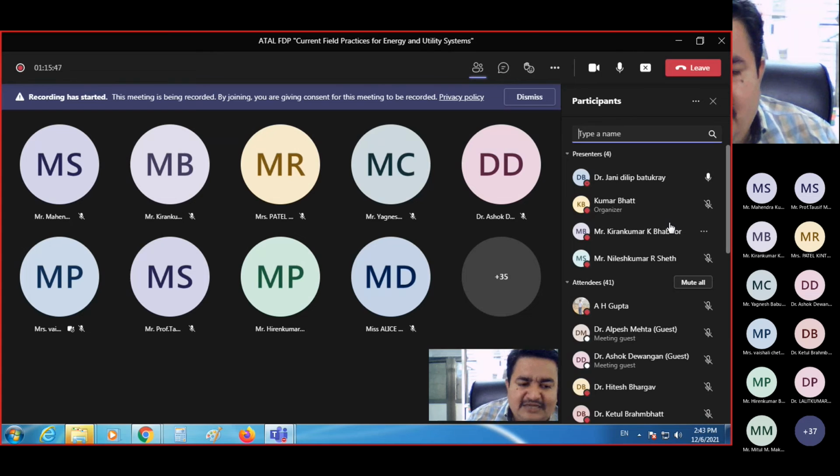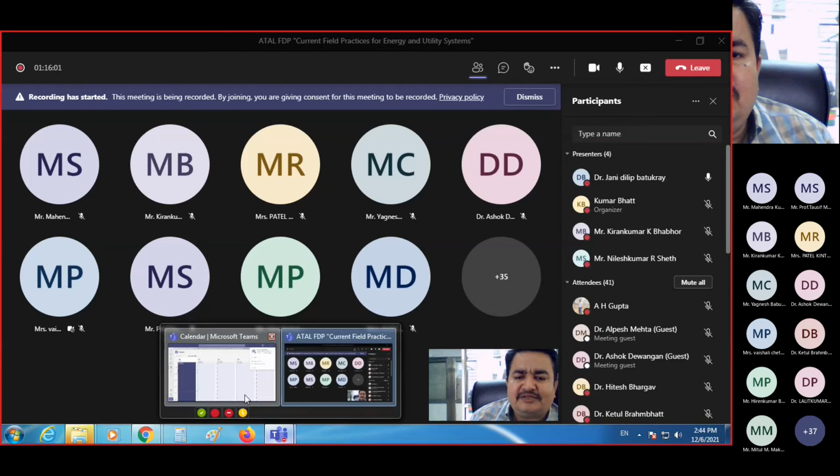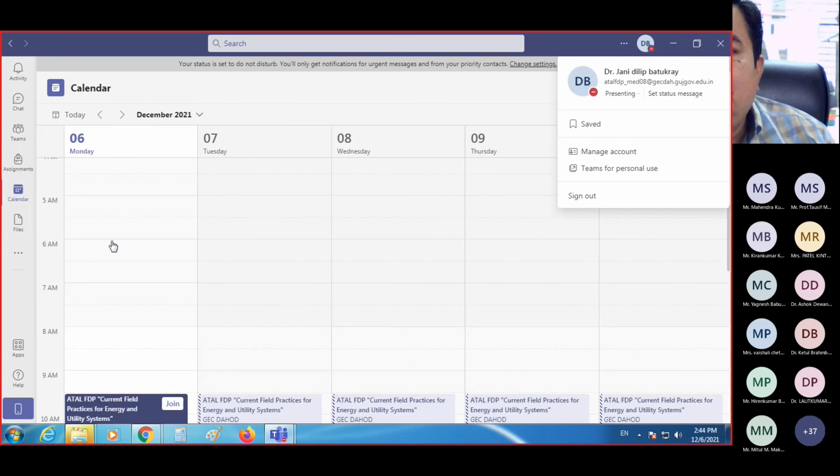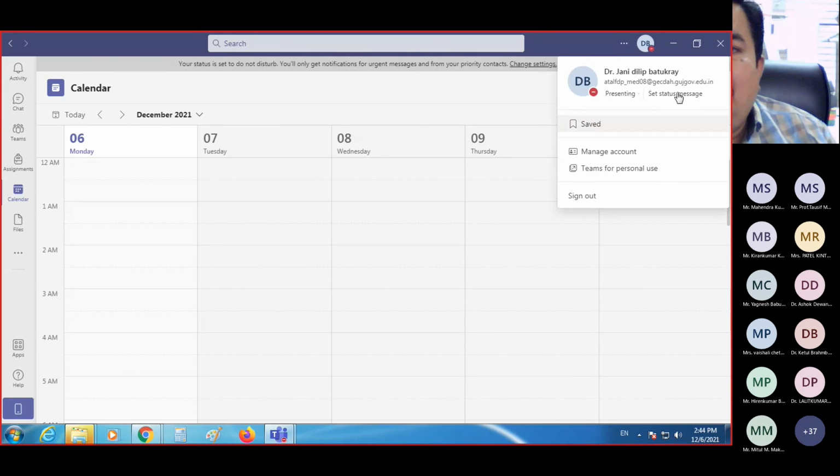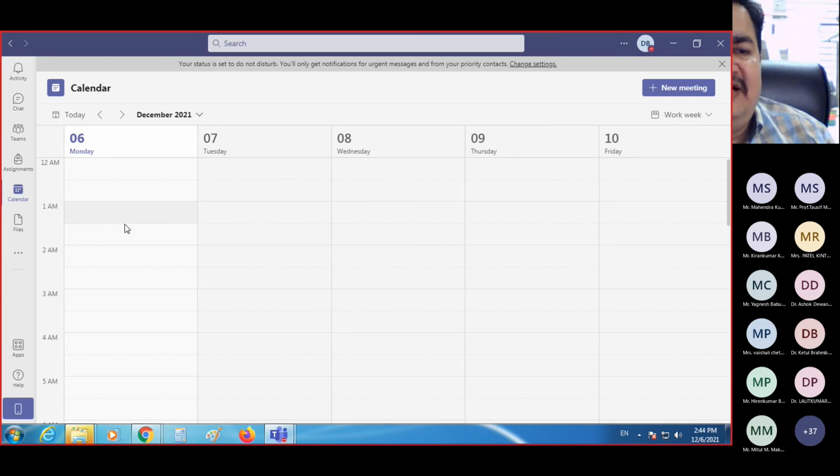It is a better way to join the meeting through the calendar. Whenever you go through Teams, I will share my screen. मैं अपना स्क्रीन शेयर करता हूं, देख लीजिए, आपको शायद दिखता हो. मेरा स्क्रीन दिखता है सबको? Yes, sir, it is visible. Okay, okay. Now you have to always join through this calendar.